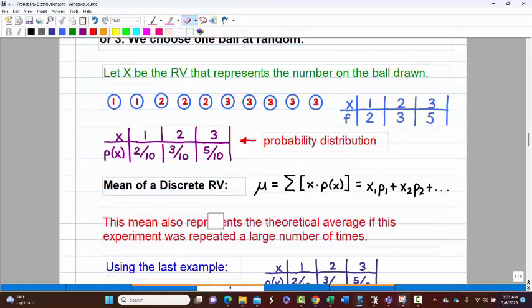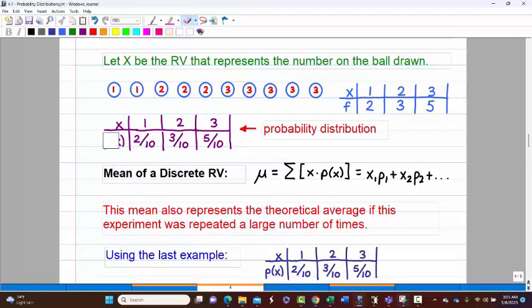If you repeated this experiment over and over and over, according to the law of large numbers, and we were recording each number we got, whether it was one, two, or three, you would expect the average to be somewhere near that particular value. So here's what you do. It's not too bad. You just take each x and multiply it by its respective probability.